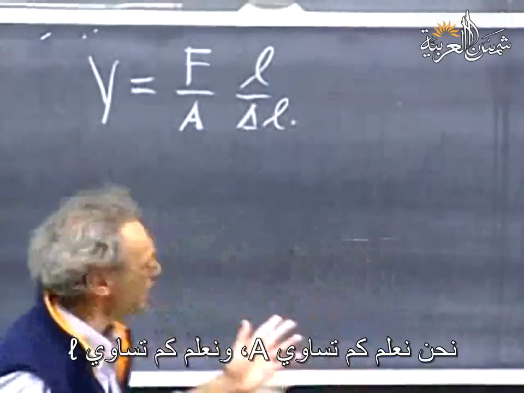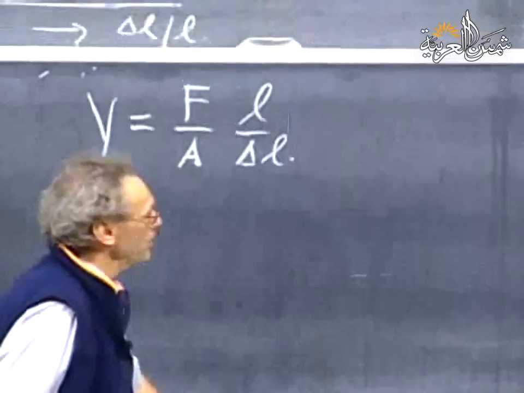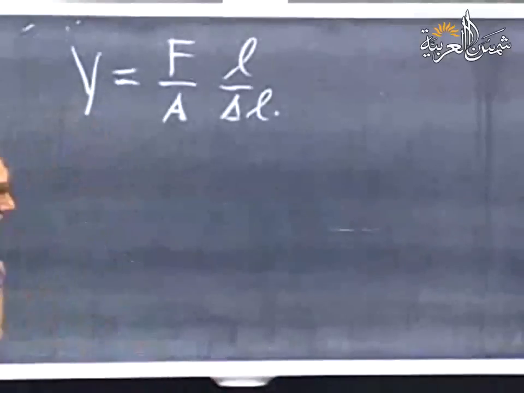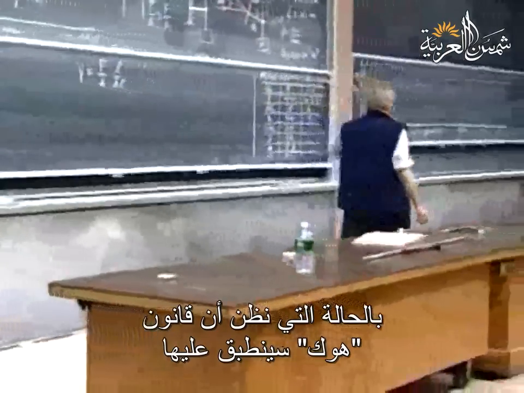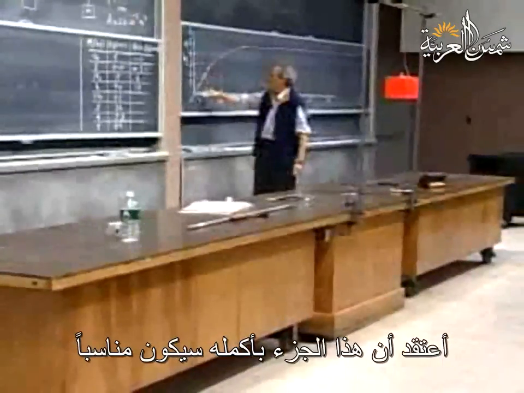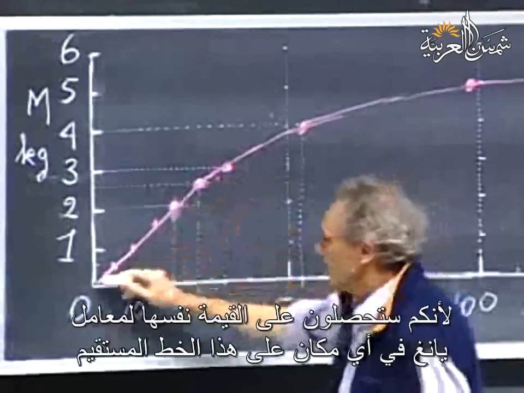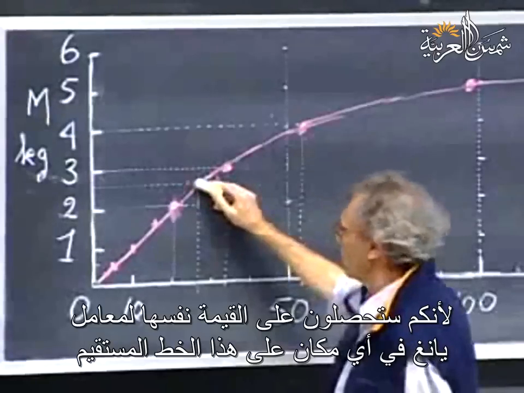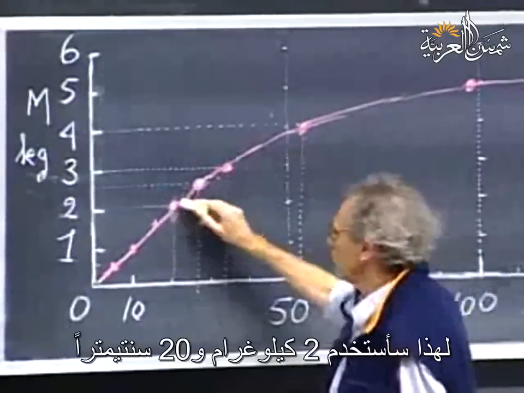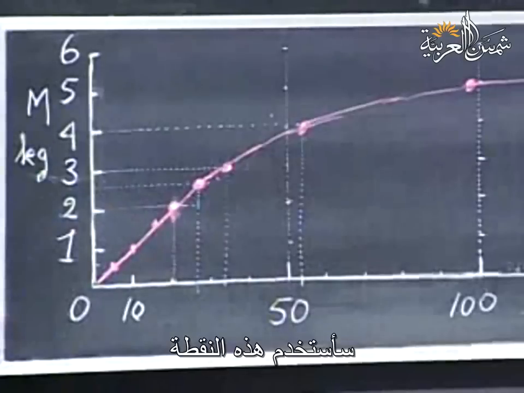We know what A is, we know what L is, still on the blackboard there. And so now it's a matter of where do we think that Hooke's law still holds. I think this whole portion would be fine. So we could take this point as well as this point, because anywhere on this straight line you'll get the same value for Young's modulus. So I will use 2 kilograms and 20 centimeters. I will use this point.